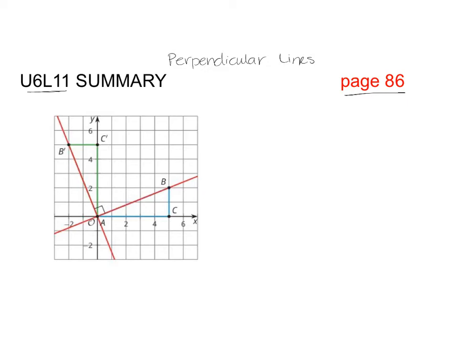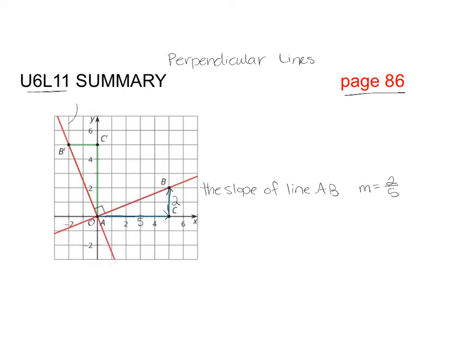So for line AB, let's find the slope of line AB using this blue slope triangle: 1, 2, 3, 4, 5, and up 2. So we moved a positive 5 units in the x direction, and we moved a positive 2 units up in the y direction. So my slope is equal to my rise over my run. That's my change in y over change in x. So my slope of this line would be 2/5.